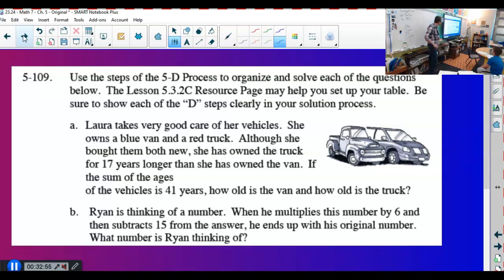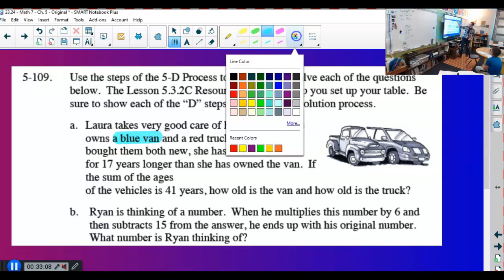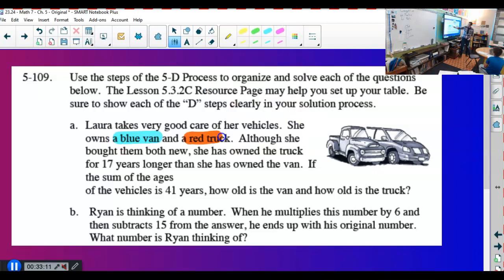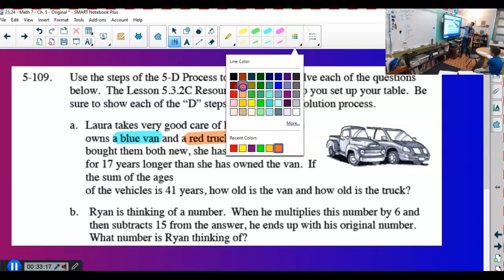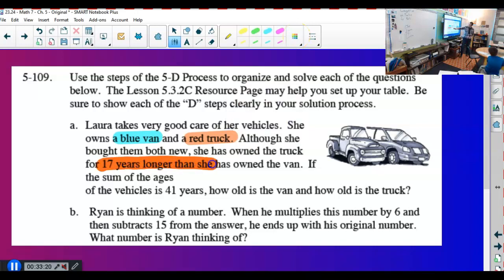Laura takes very good care of her vehicles. She owns a blue van, a red truck, and although she bought them both new, she's owned the truck for 17 years longer than she's owned the van. If the sum of the ages of the vehicles is 41 years old, how old is the van and how old is the truck?